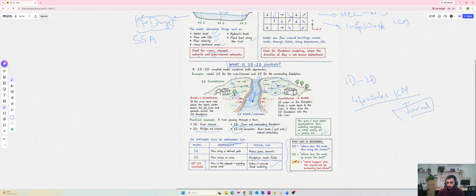Now this is a key to remember. For 1D, where does the water flow along the channel? For example, you have a pipe, a river, or a channel. And for 2D, it's easy to remember: where does the water go across the land? How the water will go is by a grid, this side, this angle, where the water will go. So this will tell us about the 2D. And 1D 2D will be what happens when the channel and the surrounding land interact.